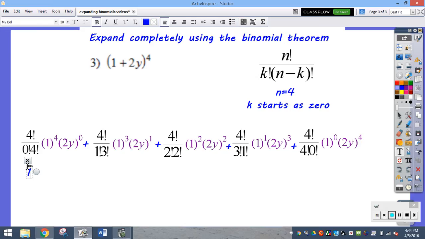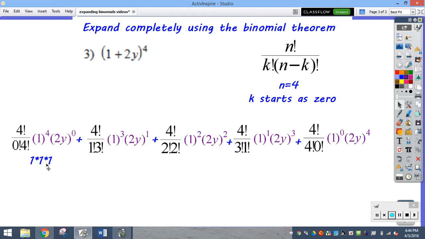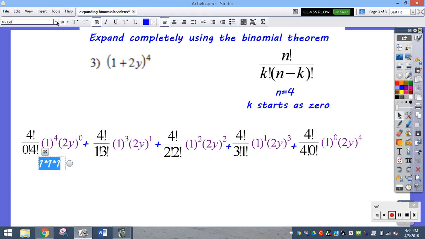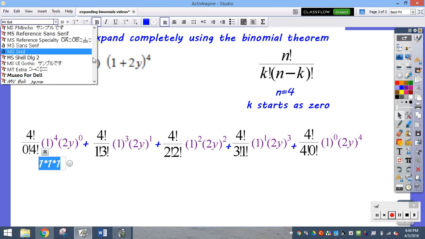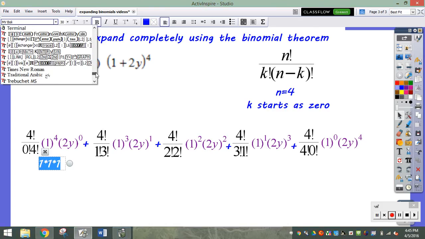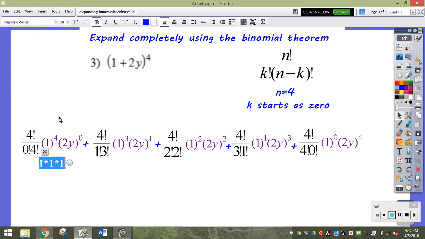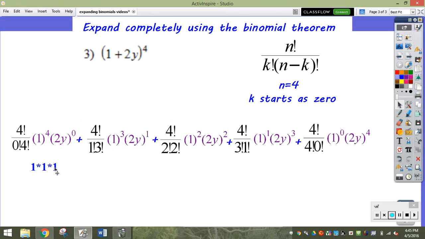And then I need to go ahead and evaluate the exponents. Well, 1 to the 4th would just be 1. And then 2y to the 0 power, well, anything raised to 0 power is going to equal 1. So my first term of my polynomial actually reduces to just 1 times 1 times 1. Which I hope everyone out there knows when you multiply that out, it's just going to be 1. So my first term reduces to just 1.